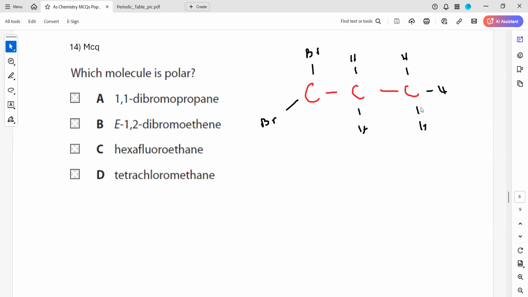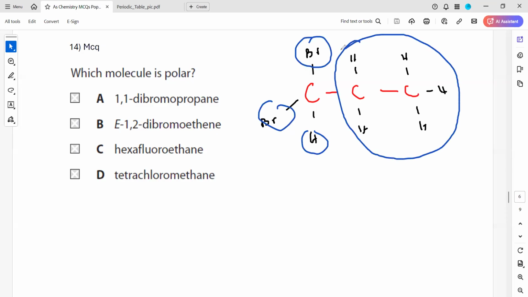So this is 1,1-dibromopropane, and this will also have hydrogen. When we compare the symmetry, the carbon symmetry, here we have bromine, bromine, hydrogen and this carbon chain. So as a result, what will happen? As you can see here, this carbon does not have a symmetry.